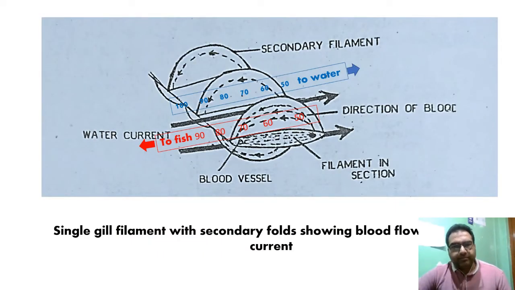This is a diagram by which I want to show you the countercurrent mechanism, which I discussed in the earlier slide, and how it works. I was telling you that the exchange of gases takes place in the secondary gill lamellae. Here this is the primary gill filament, on which there are creases to increase the surface area, and these are the secondary gill lamellae. So these are the creases.